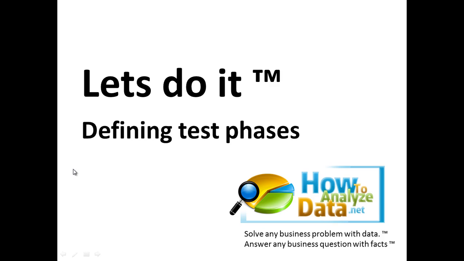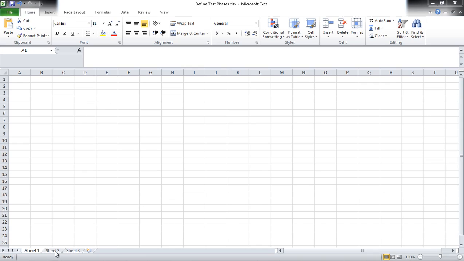In this video, we're going to look at what are the major test phases and how you can define and make a decision if this is something that you would like to execute or if this is something that's not applicable to your project. So I launched Microsoft Excel, and here I'm going to create a tab called Test Phases.